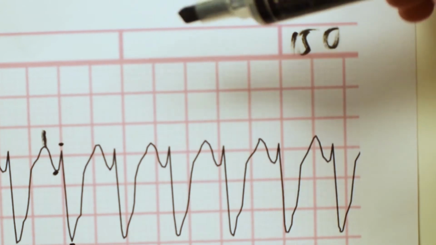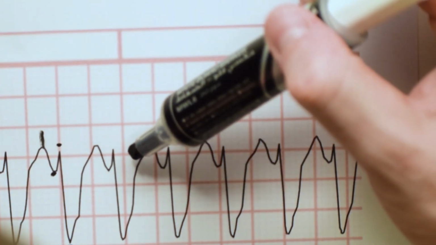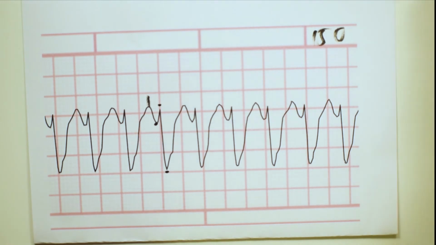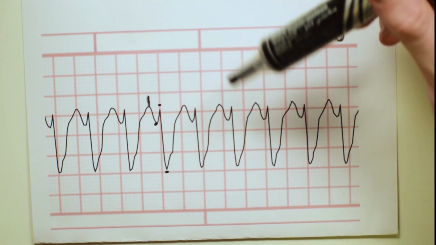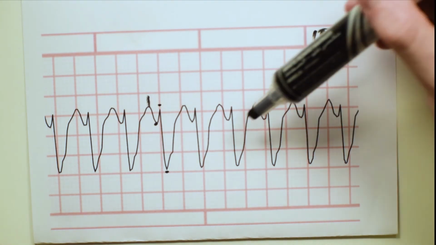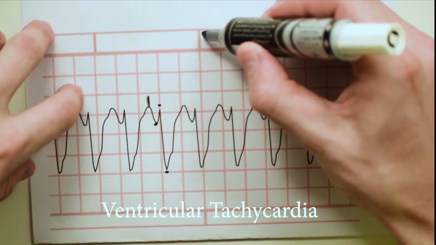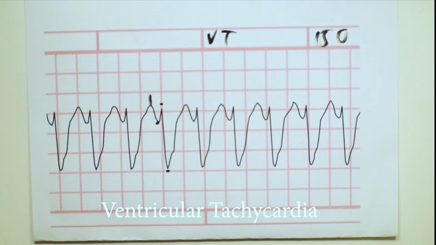How broad is our QRS? Well, it's much bigger than 3 little tiny blocks. So it's a broad QRS, meaning it's coming from your ventricles. There's no P wave, so it's definitely not coming from the SA node. So this is a fast rate coming from your ventricles. It's called a ventricular tachycardia, VT.